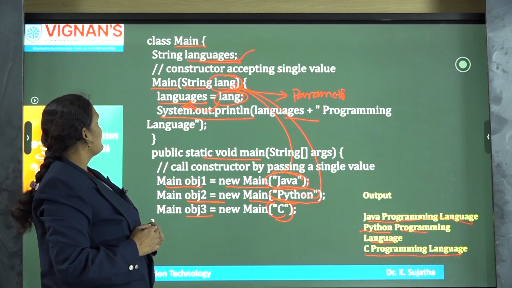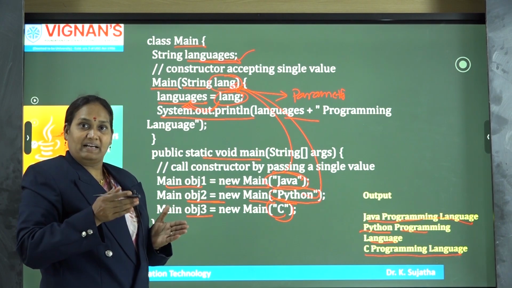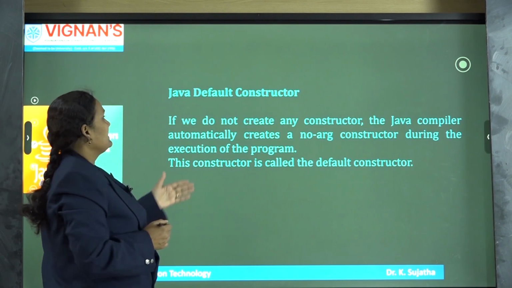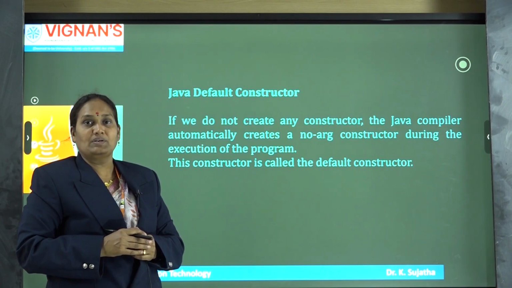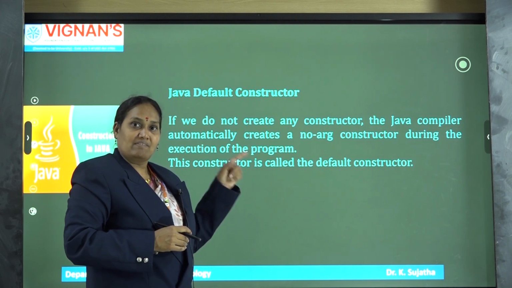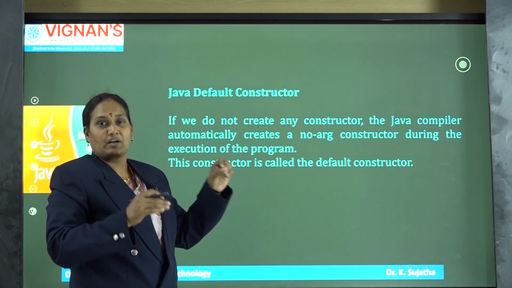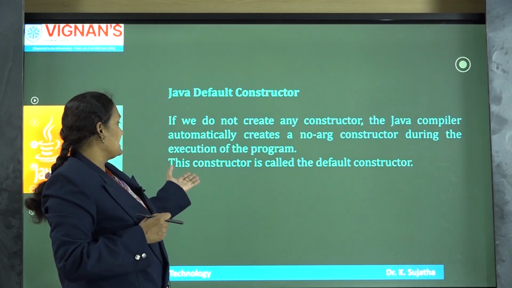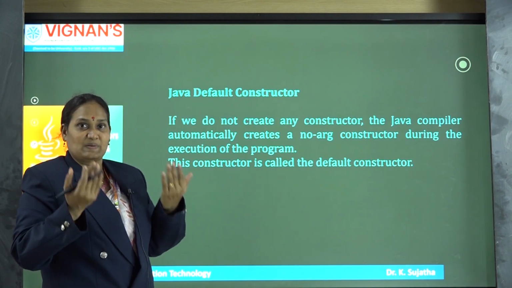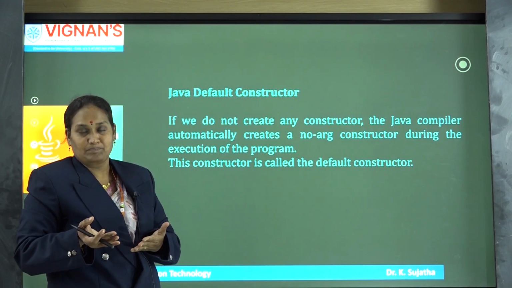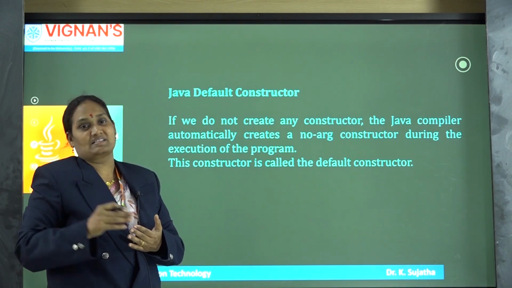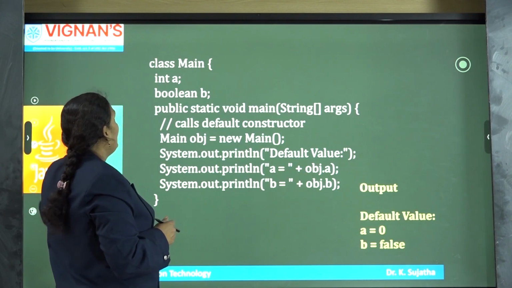Right. So I hope that everybody understands the difference between parameterized constructor and non-parameterized constructor. One more is there, that is the default constructor. We need to talk about default constructors. Now if we do not create any constructor, the Java compiler automatically creates a no argument constructor. Such a constructor itself is to be called as default constructor. So if you do not explicitly create any constructor for your class, your compiler automatically creates a no argument constructor, which is to be called as default constructor.